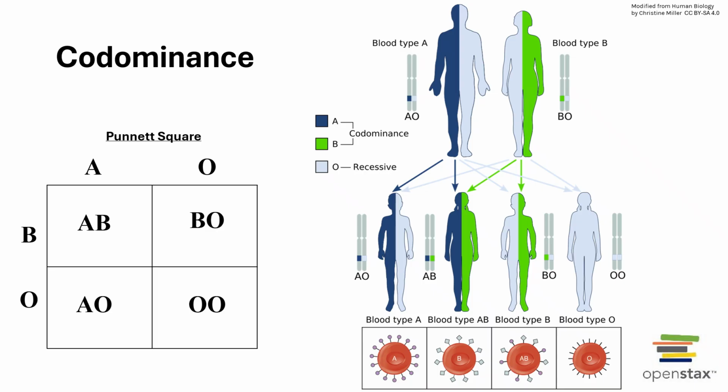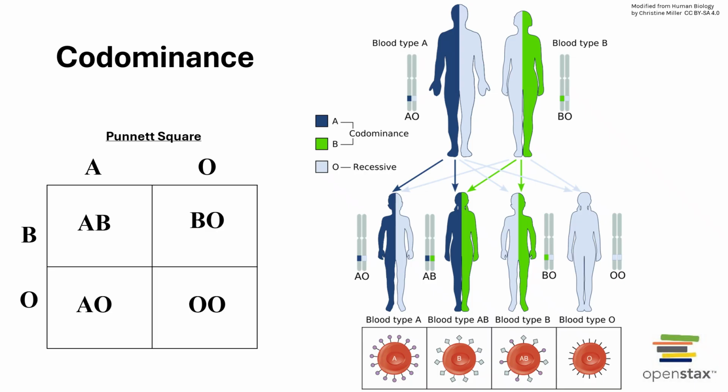For example, consider a heterozygous type A parent with genotype AO and a heterozygous type B parent with genotype BO. The type A parent can contribute either an A or an O allele. The type B parent can contribute either a B or an O allele.